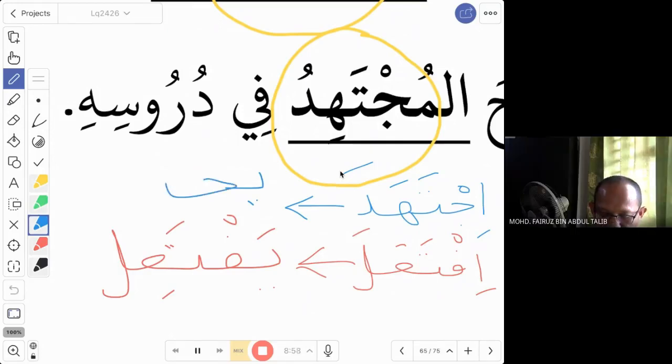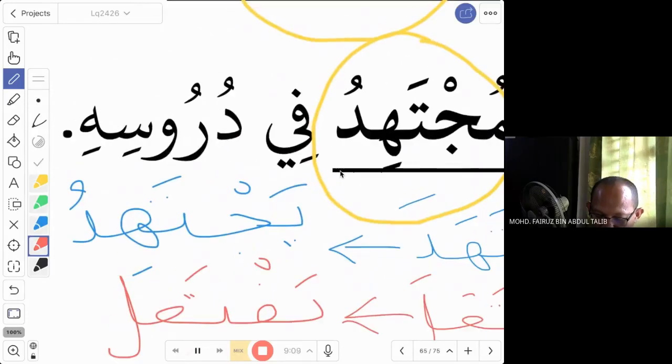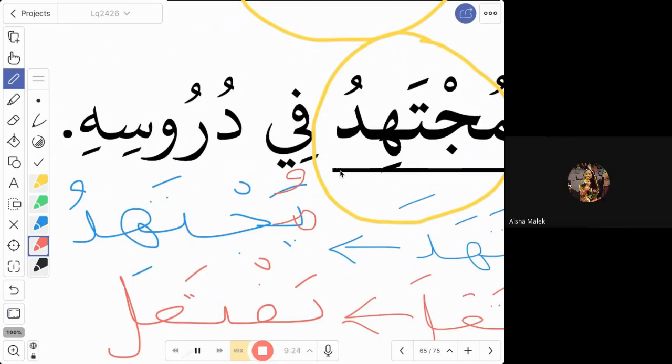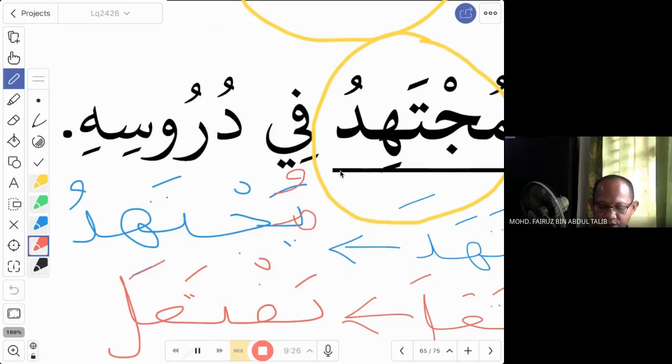Yajtahidu. Sahih, good. See, that is the benefit of memorizing all this wazan. Ijtahada, yajtahidu. Now you have the mudari. So what we need to do next is to change the ya to a mim. And then the second step, how do you read the mim? Good, mu. And then the last step, the second last letter, what is the harakah? Kasrah. Good. So now you have the new word, mujtahidun.